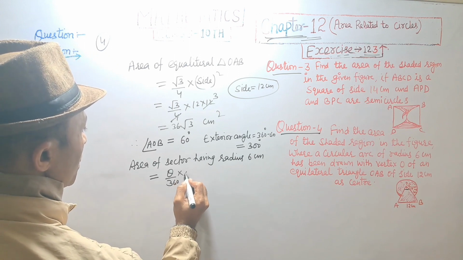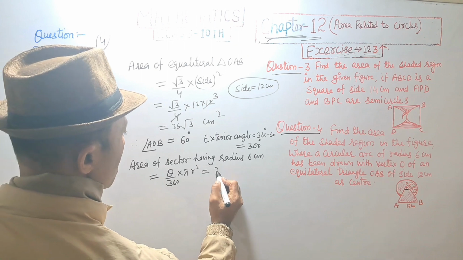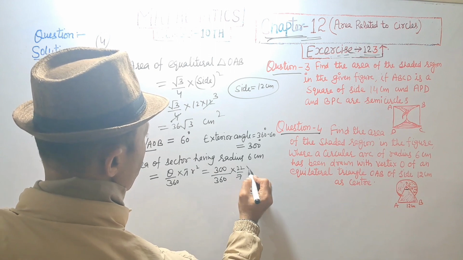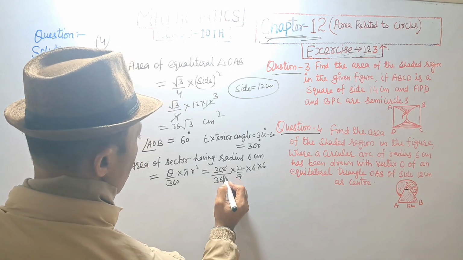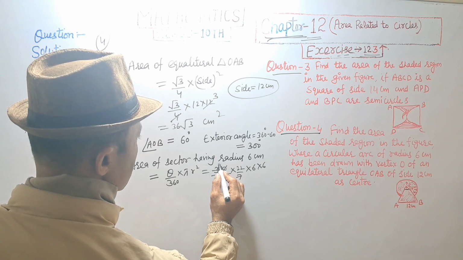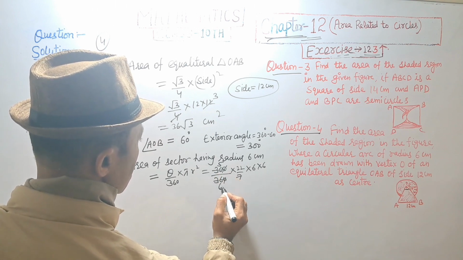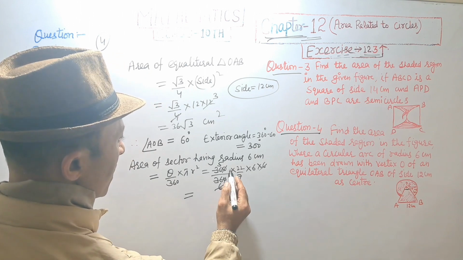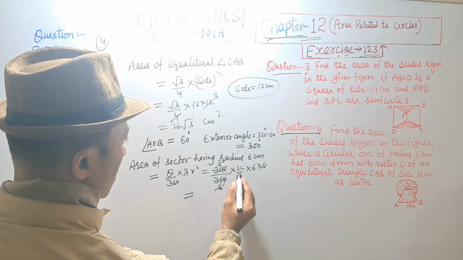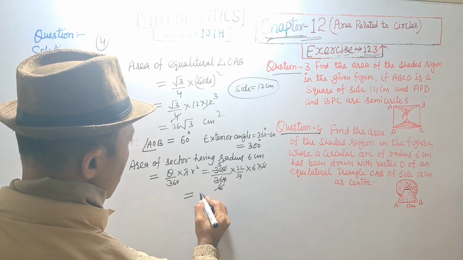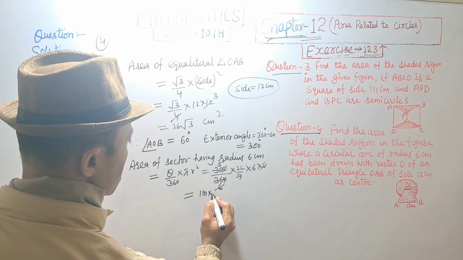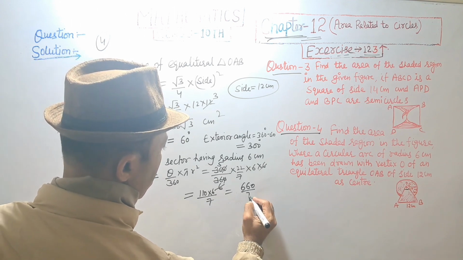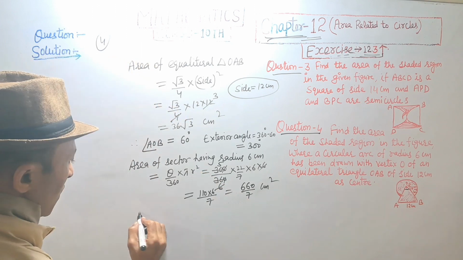theta upon 360 into pi r square, that is equal to angle is 300 divided by 360 multiplied by 22 upon 7 into radius is 6 into 6. 0 0 is cancelled, and 6 5s are 30, 6 6s are 36, 6 6 is cancelled, and we get 5, 22 5s are 110 into 6 divided by 7, that is equal to 660 divided by 7 centimeter square.